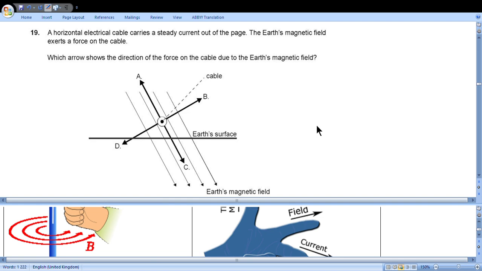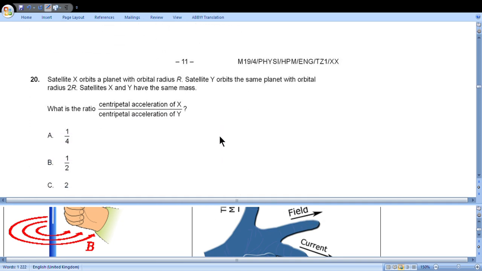So again, Fleming's left-hand rule. Fold all fingers, then open the first finger and direct it towards the Earth's magnetic field, tilt it. Then open the second finger and point it towards you from the page, then you will get B. So the choice is B. 20.